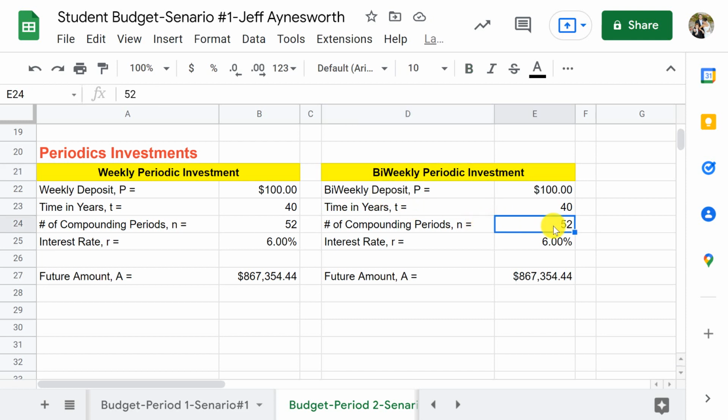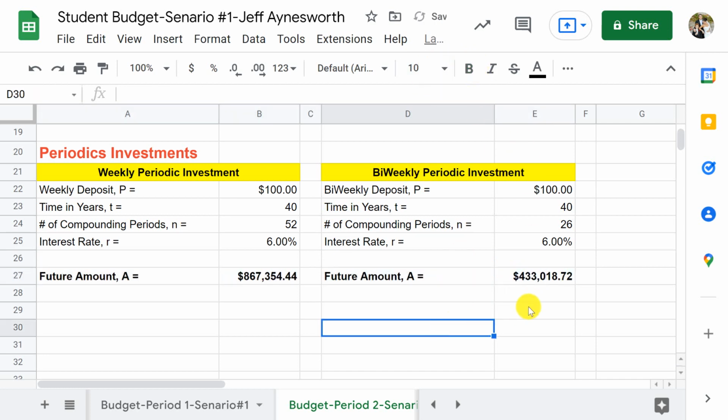Okay, so now 52 is going to change. Look right here, instead of depositing every week, which means you deposit 52 times a year, if you deposit every 2 weeks, what is 52 going to change to? Every 2 weeks. How many 2-week periods in a year? There's 26 of them, so change it to 26. And notice it automatically calculates the new future amount. And let's bold these just so you can see them.